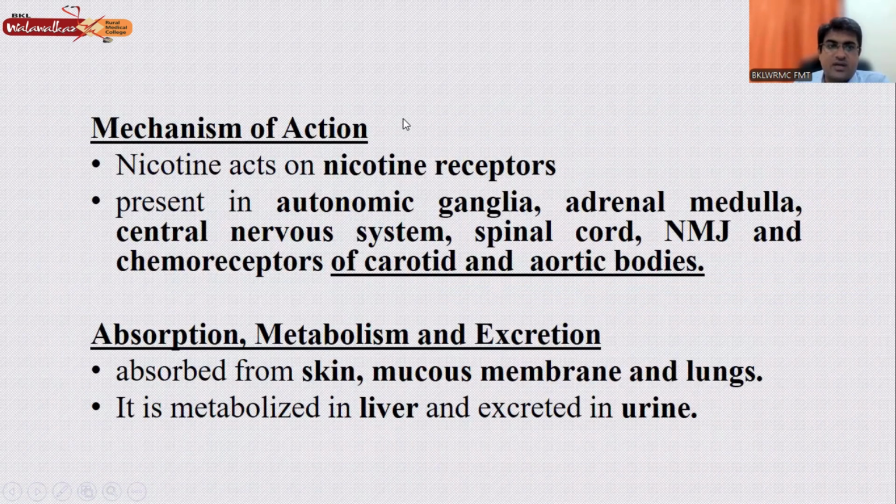What is the mechanism of action? Nicotine mostly acts on the nicotinic receptors. These receptors are found in the autonomic ganglia, adrenal medulla, central nervous system, spinal cord, neuromuscular junctions, and chemoreceptors of the carotid and aortic bodies. Nicotine is absorbed mostly through the skin and the mucous membrane of the lungs. It is metabolized in the liver.